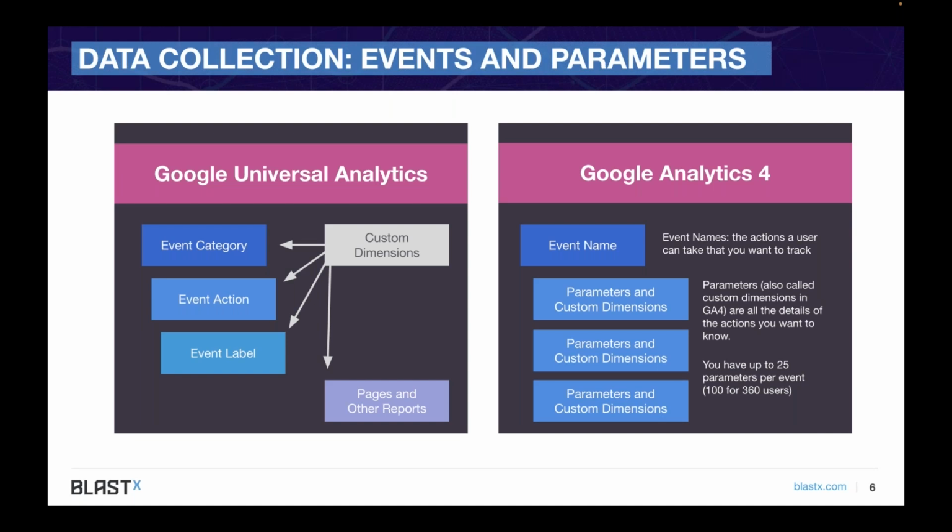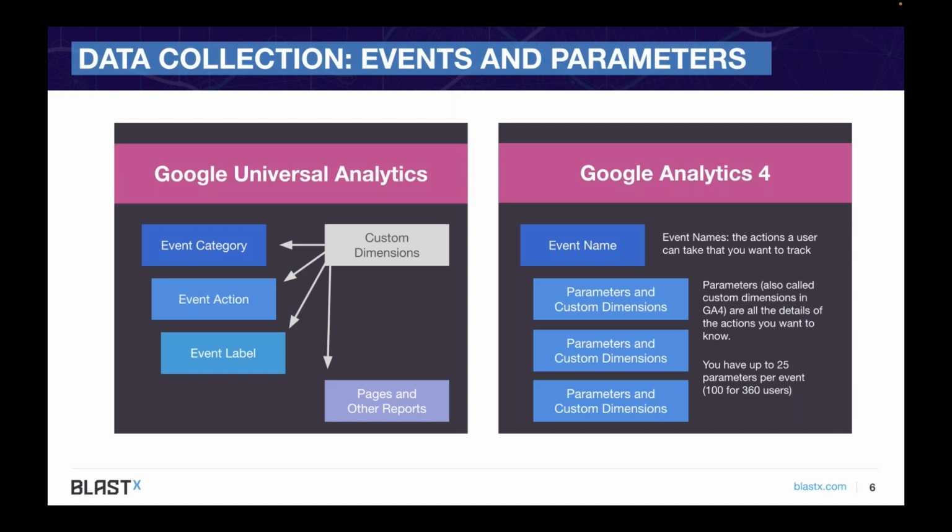Then you have this other element of custom dimensions that you can apply after the fact to these event reports and see additional information. You also can apply custom dimensions to page reports and other acquisition reports and other reports in Google Analytics Universal. In GA4, there is no event category, there is no event action, there is no event label. What you have is an event name and parameters or custom dimensions.